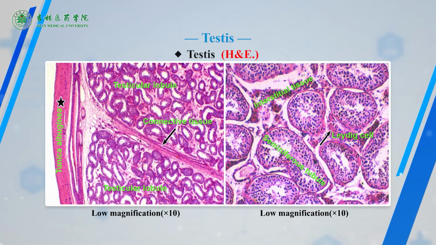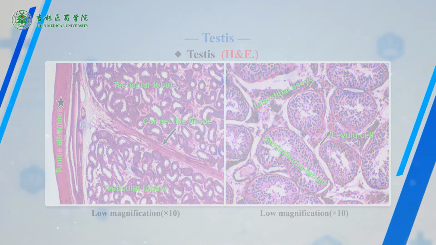Both the tunica albuginea and the mediastinum testis are made of dense connective tissue. The parenchyma of the testis contains a lot of seminiferous tubules. Between the tubules, the large red-colored interstitial cells of Leydig and interstitial connective tissue can be seen. Select a distinct and typical seminiferous tubule to examine.